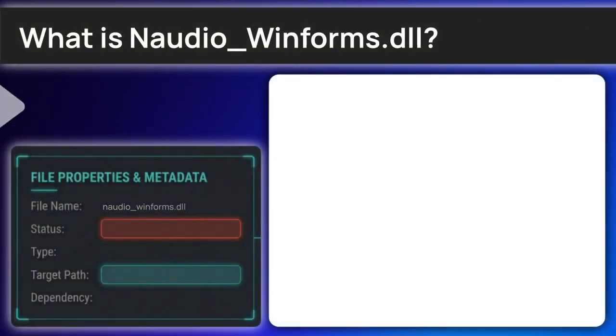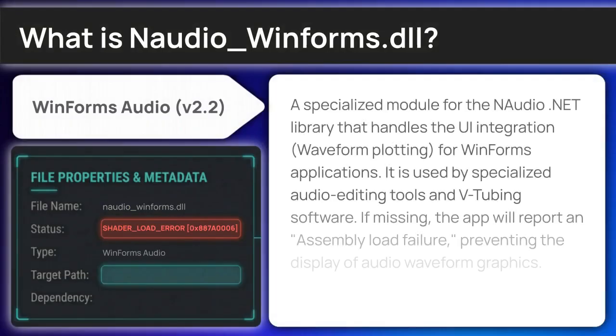This is the NAudio WinForms module, a specialized module for the NAudio .NET library that handles the UI integration and waveform plotting for WinForms applications. It is used by specialized audio editing tools and VTubing software. If missing, the app will report an assembly load failure, preventing the display of audio waveform graphics.